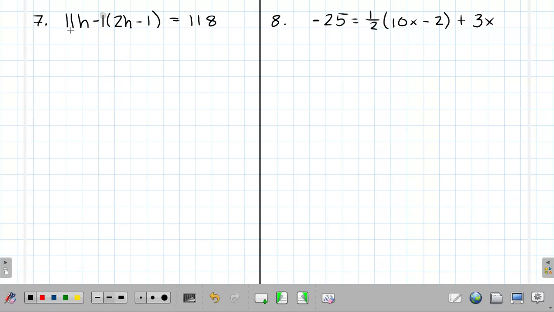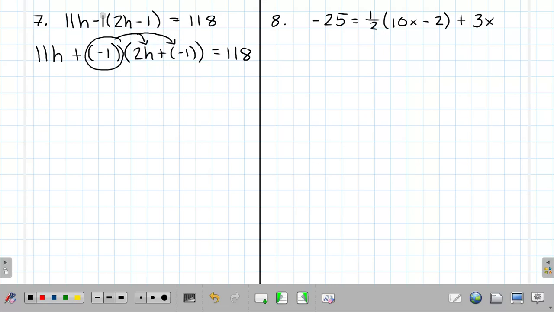And it actually helps us here because now when we write it as a sum, we can see, well, what are we going to have to distribute? Well, we're going to have to distribute a -1. That's what we're distributing. Okay, so we have 11h plus -1 times 2h is -2h plus -1 times -1 is a +1 is equal to 118.